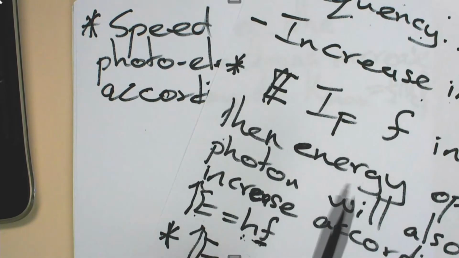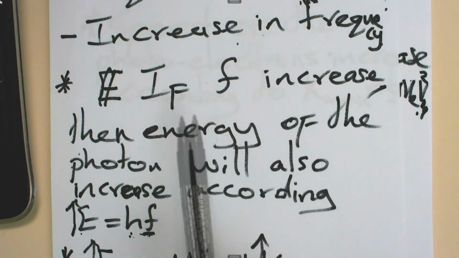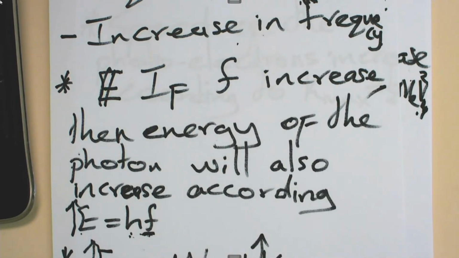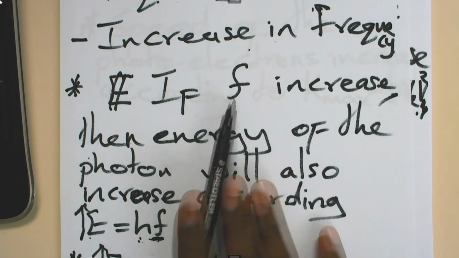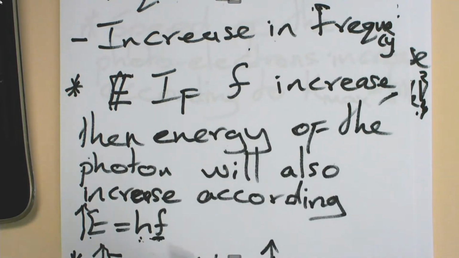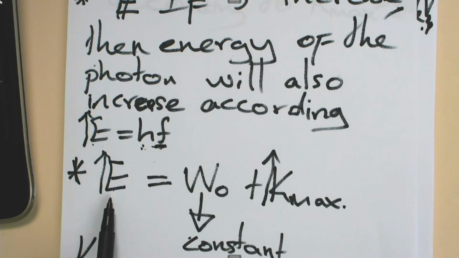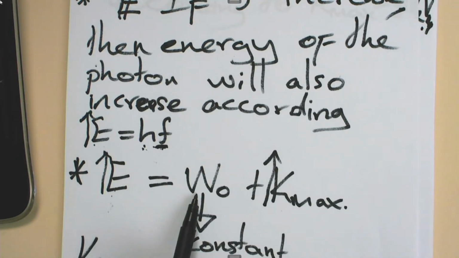Yes. So you are having the frequency increasing. We are having the frequency increasing by using light of a higher frequency. And once we increase the frequency, then it means that the energy of the photon will increase according to this formula. And when you increase the energy of the photon, because we are using the same metal, then the work function will remain constant. Then this implies that the kinetic energy maximum of the photoelectrons will do what?